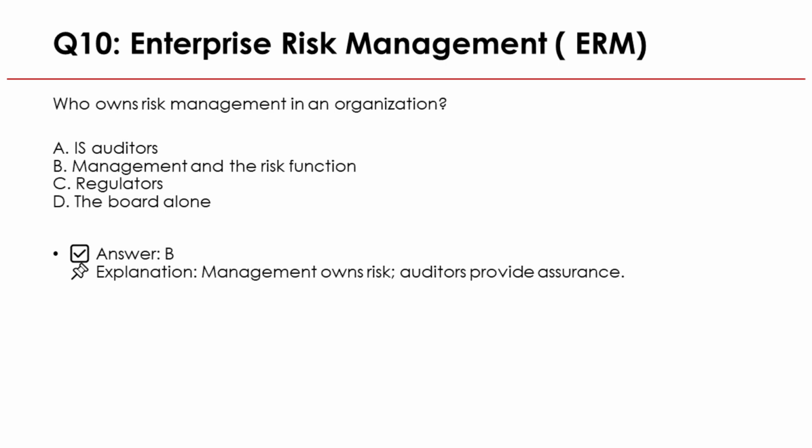Who owns risk management in an organization? Option A, information system auditors. They only assure. Option B, management and the risk function. Correct, they own risk. Option C, regulators. They oversee, not own. Option D, the board alone. They set tone but don't own daily management. Correct answer, B, management and the risk function. Management is the driver of the car. Auditors check if they are driving safely.